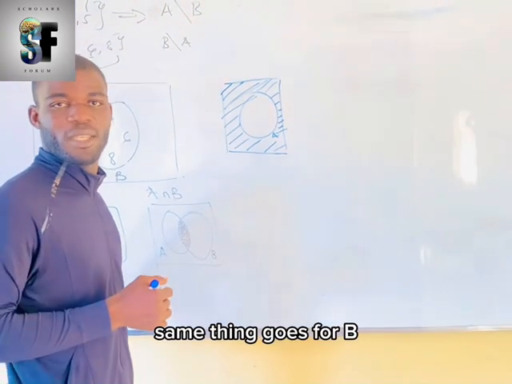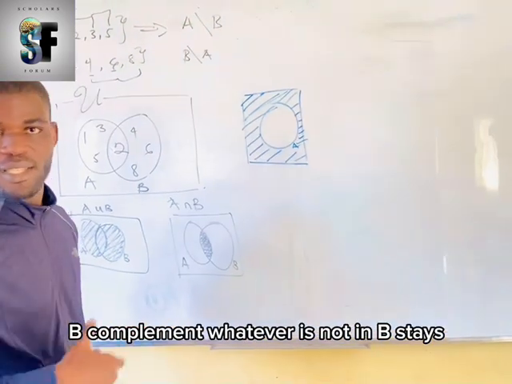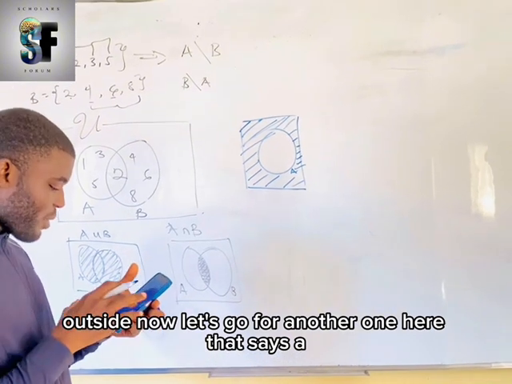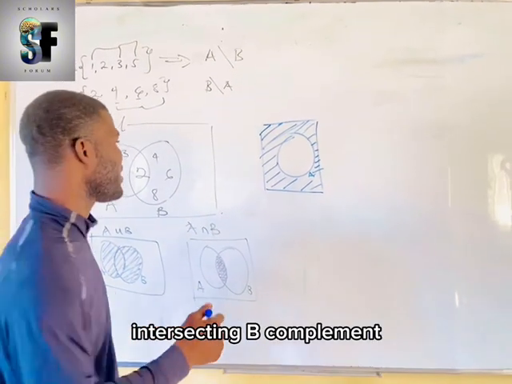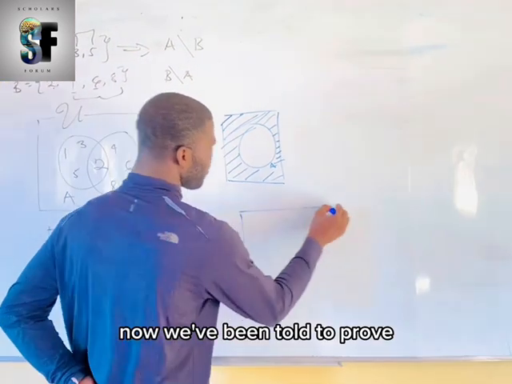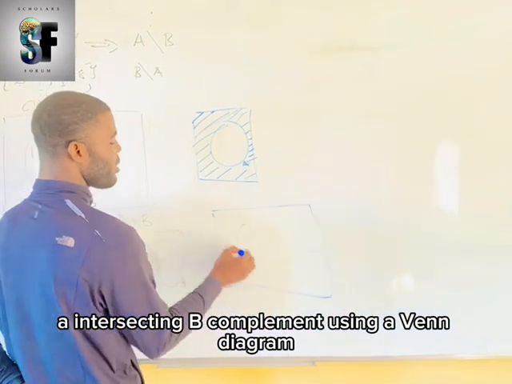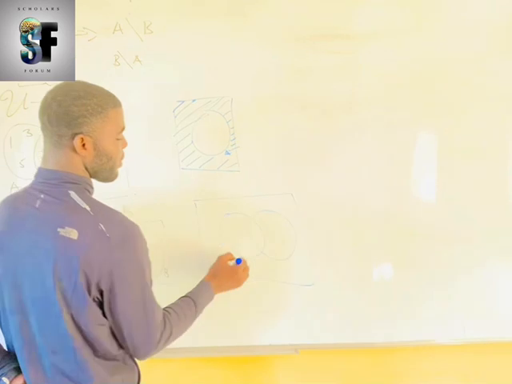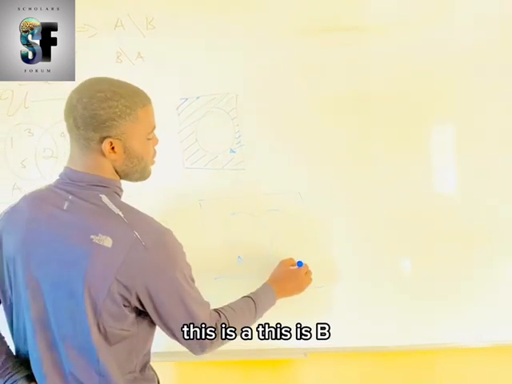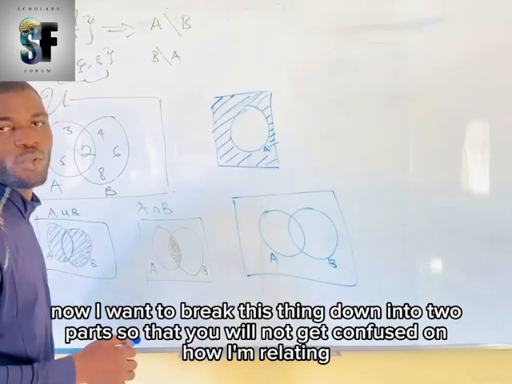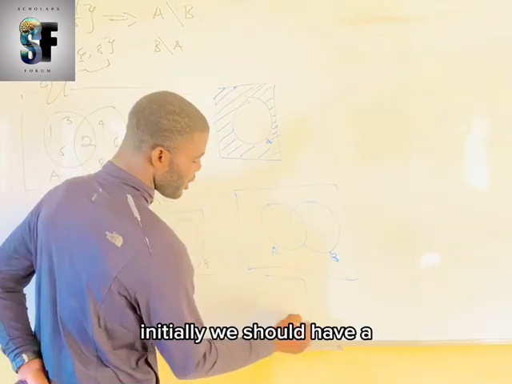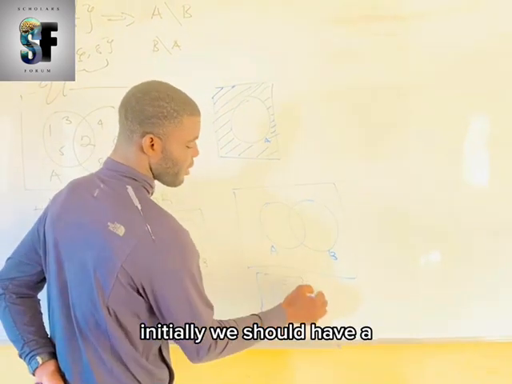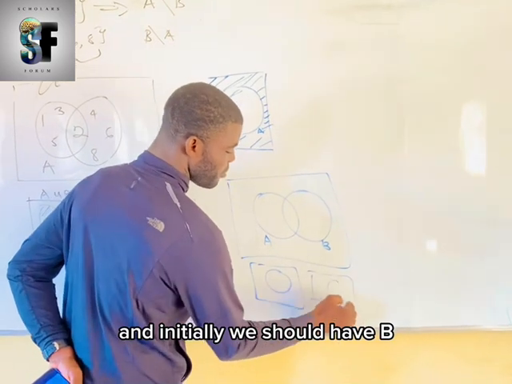Same thing goes for B complement: whatever is not in B stays outside. Now let's go for another one that says A intersecting B complement. We've been told to prove A intersecting B complement using a Venn diagram. This is A, this is B. I want to break this down into two parts so that you will not get confused. Initially we should have A and initially we should have B.